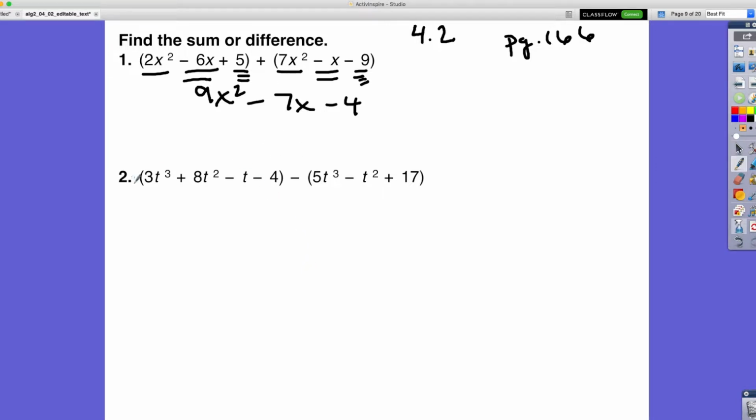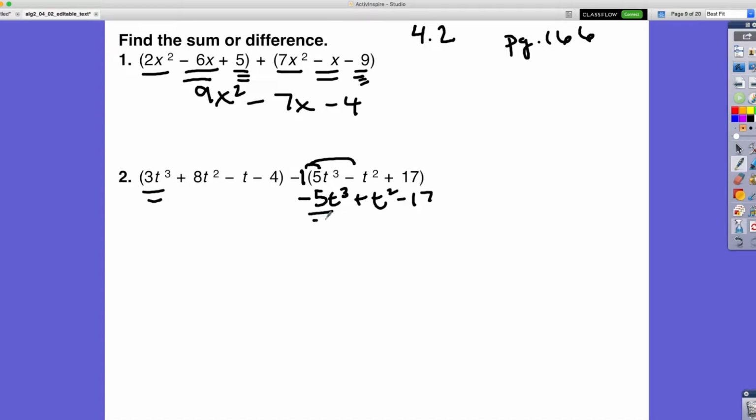You don't need to change the first polynomial, but there is a subtraction sign here, which means that you need to distribute this negative 1, which really means that this is really negative 5t cubed. This one is really positive t squared, and this one is really negative 17. Now we go ahead and we collect like terms.